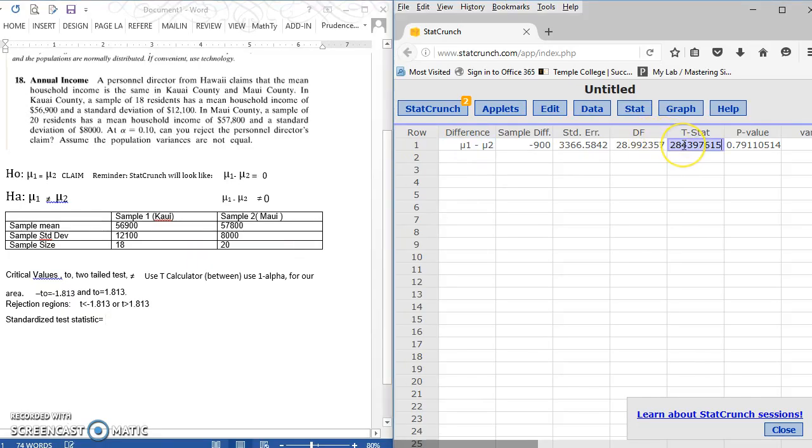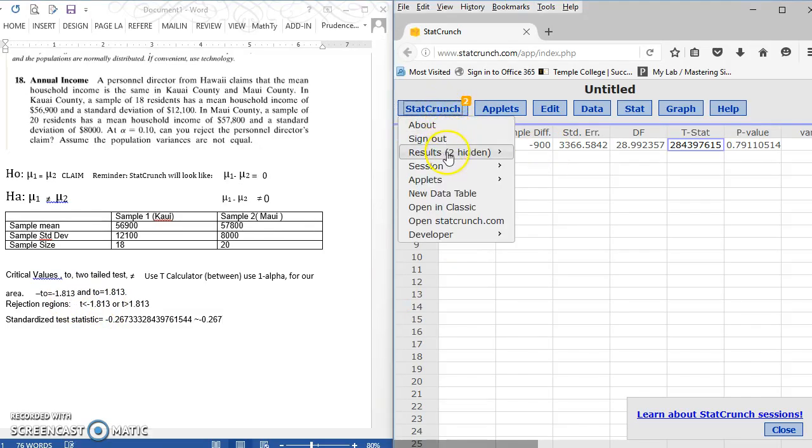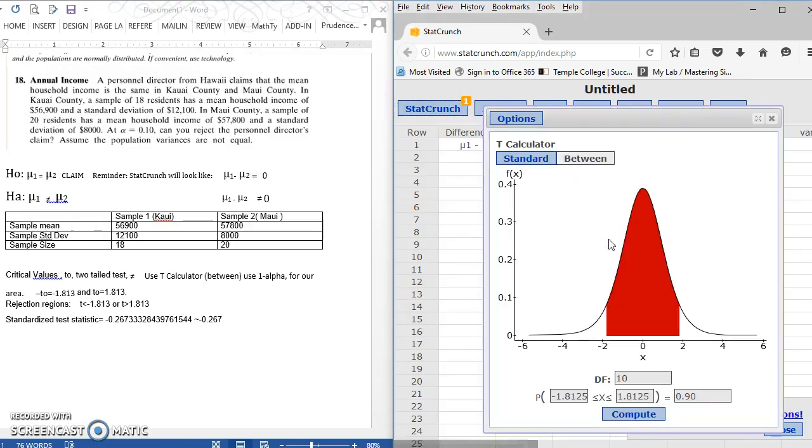And I'll just copy and paste. That's your t stat, and that's approximately equal to, well, let's just take 3 decimal places, negative 0.267. Now, since it is negative, we would look at this negative value. And I'll pull that graph, the t calculator, back up. And let's see where negative 0.267 is. Well, here's 0, here's negative 2, here's negative 1. Negative 0.26 is really close to 0 on this left side.